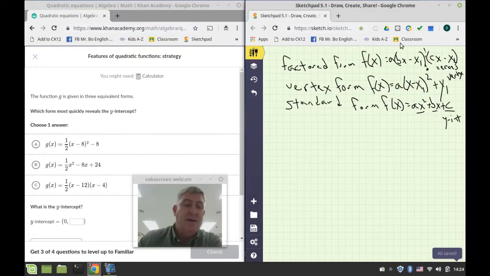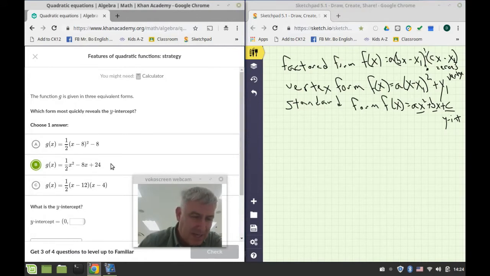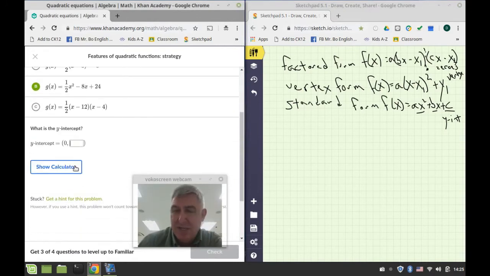So our first question, which form most quickly reveals the y-intercept? And the y-intercept looks like the standard, so we need to find the one that looks like standard form, and here it is. And what is the y-intercept? It is 24. And how do we know that? Because when x is 0, we have the y-intercept, 0 minus 0 plus 24.